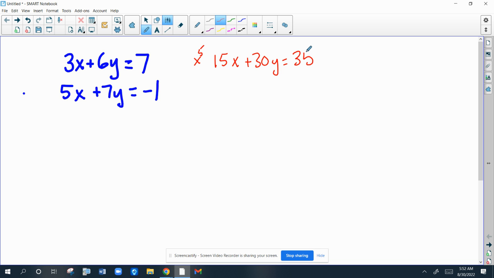Now, this won't always work out very nicely, but that's just the nature of it. I'm going to multiply the bottom one by 3 to get that coefficient of the x to also be 15. But I'm going to use negative 3 because that way it will be negative 15x when I multiply it. And then when I add these two equations together, they'll cancel out, which is the whole point. So keep multiplying the rest of the equation. So minus 21y and then equals a positive 3. And now I can just add, and that's going to eliminate the x.